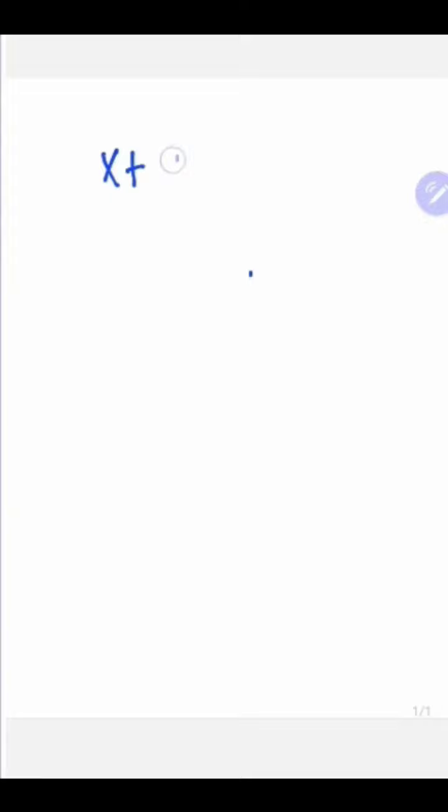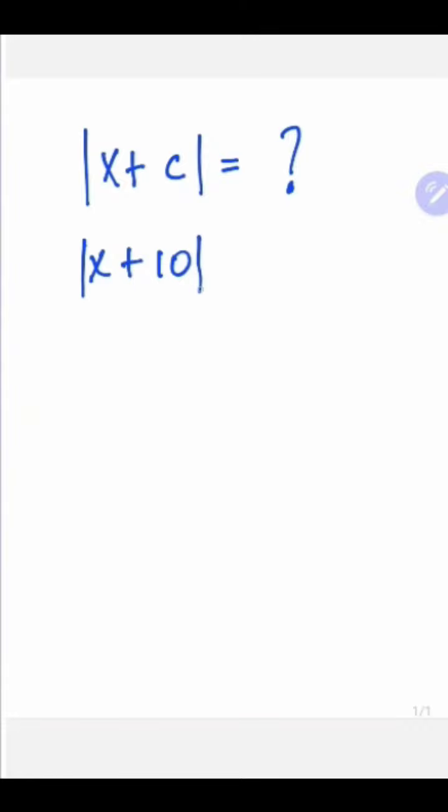Now, how do you analyze the absolute value of an expression? This is a bit trickier than with numbers, because expressions vary depending on their variables. Take, for instance, how do you analyze the absolute value of x plus 10? If the value of x is known, the easiest thing to do is plug in the value of x, evaluate the expression, and then take the absolute value of the result.